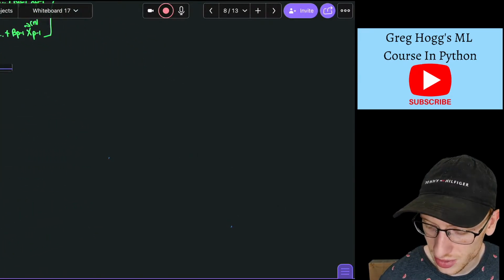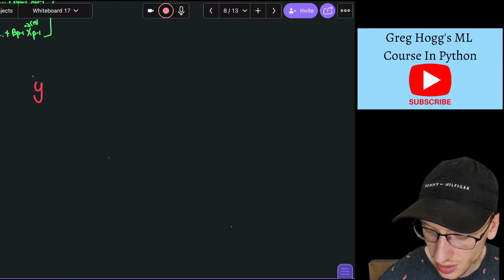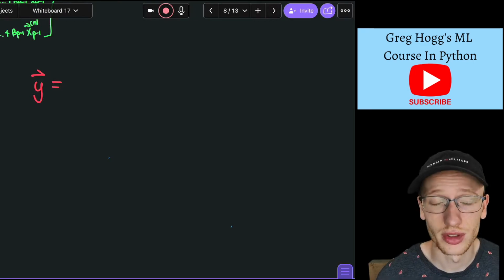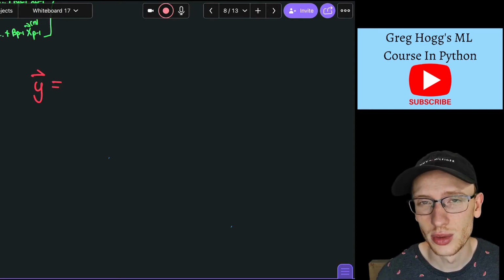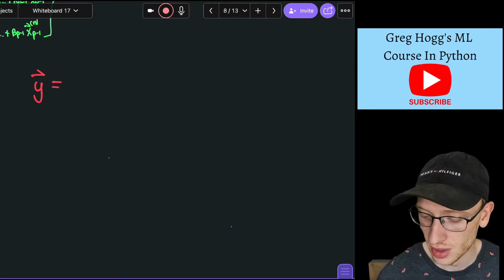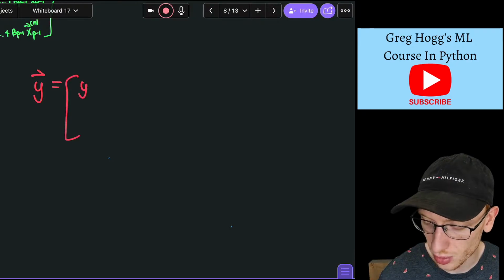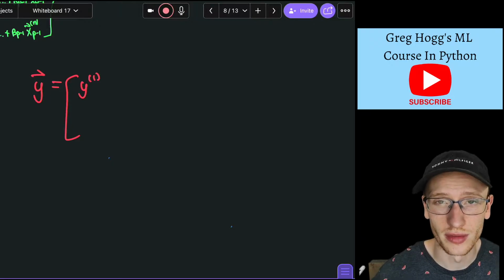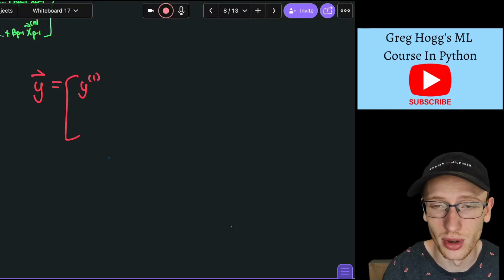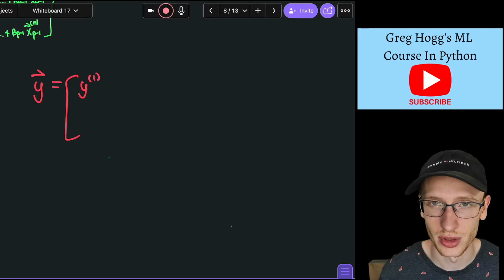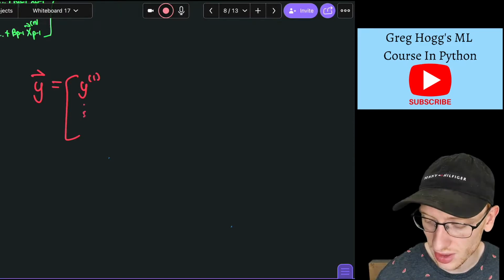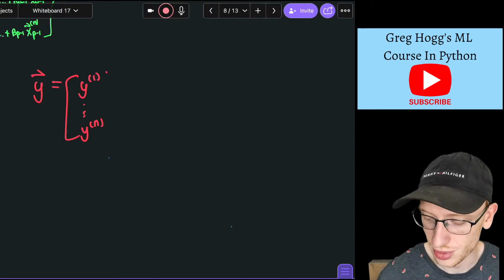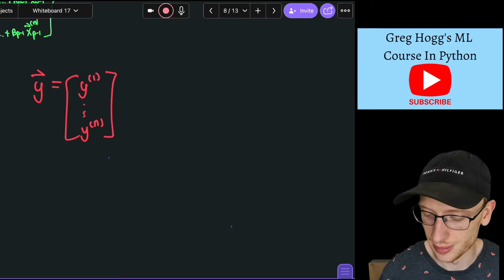So first, let y as a vector equal just our actual observed values. So y1 is the observed value that we were trying to predict for the first person, and all the way down, the last one is the observed real actual value for the nth person.